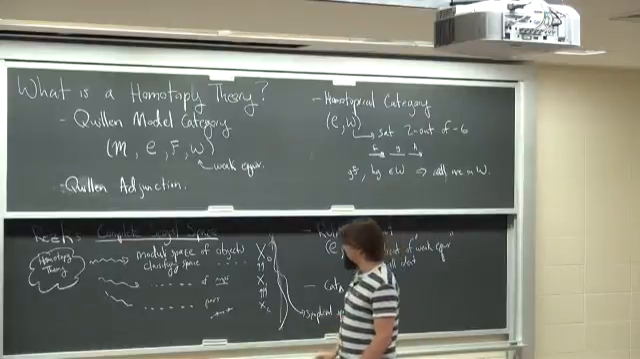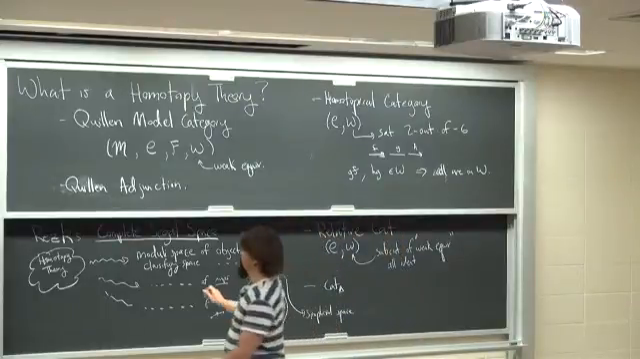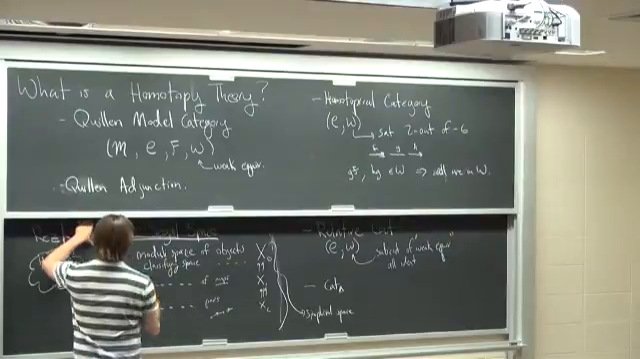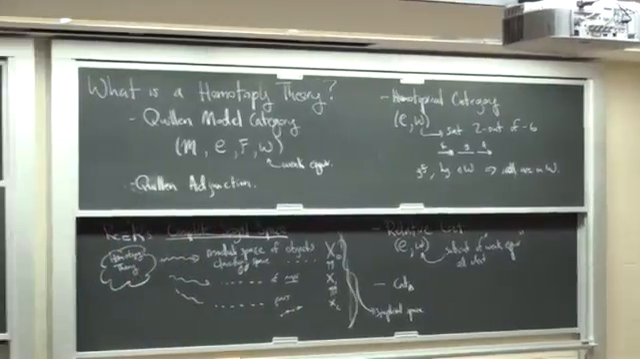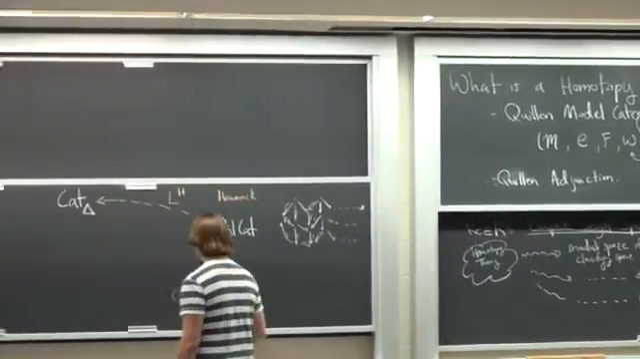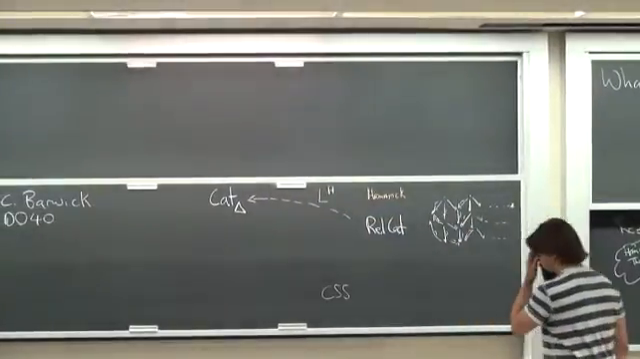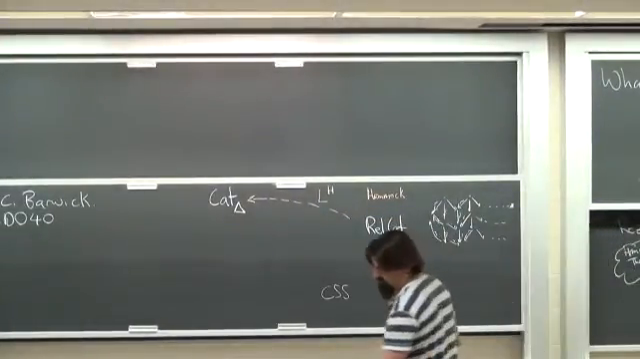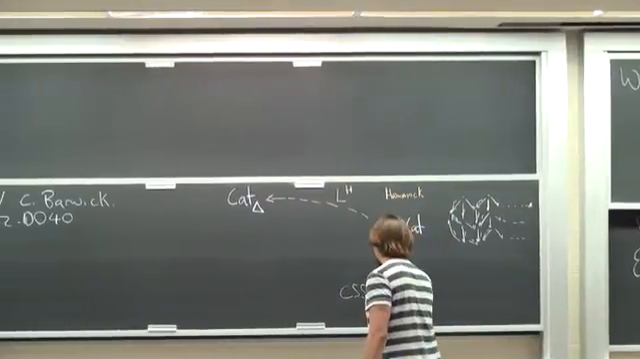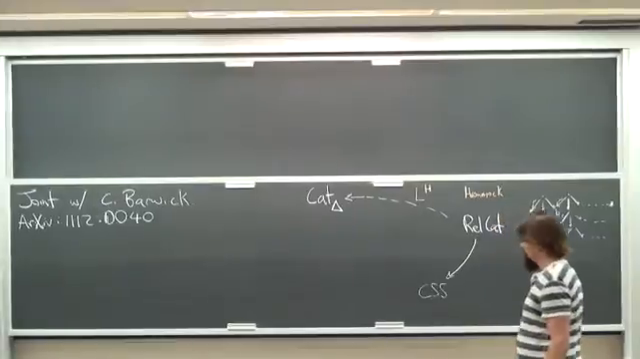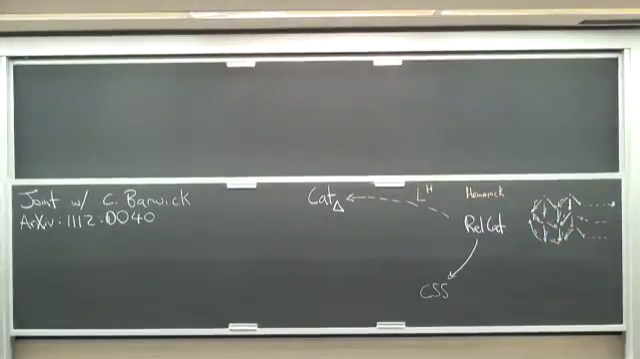And it satisfies a variety of axioms, which we say is a complete Segal space. So let me put that down here. And of course, there are ways to relate these things. There is a nice functor from relative categories to these complete Segal spaces.